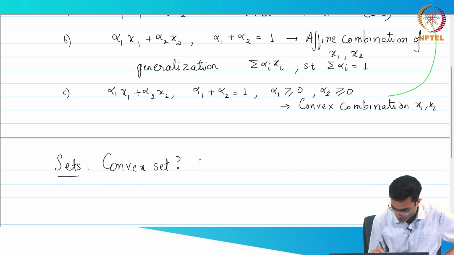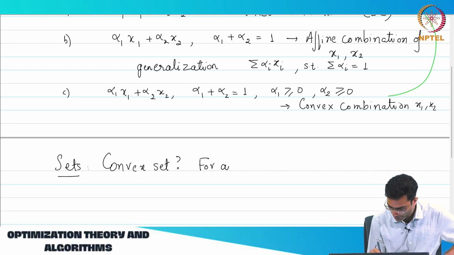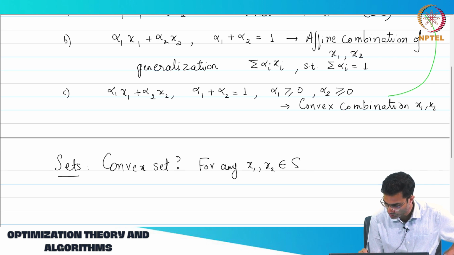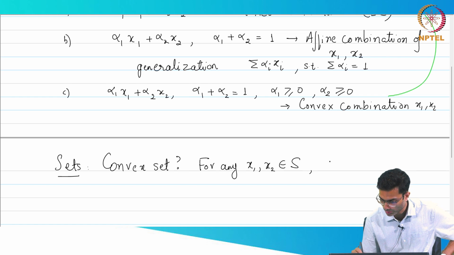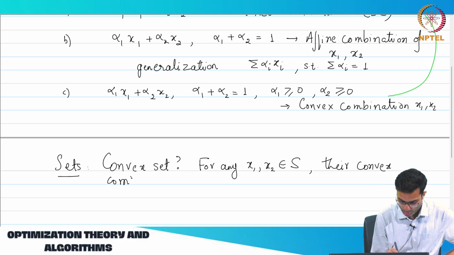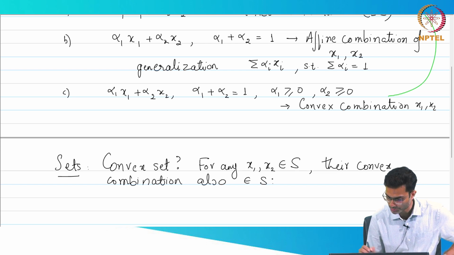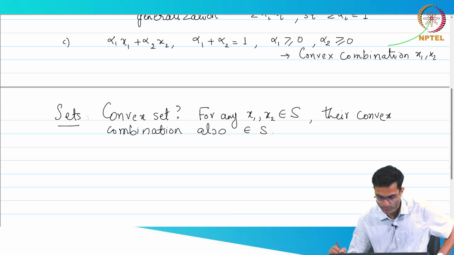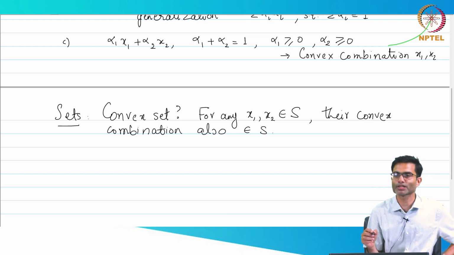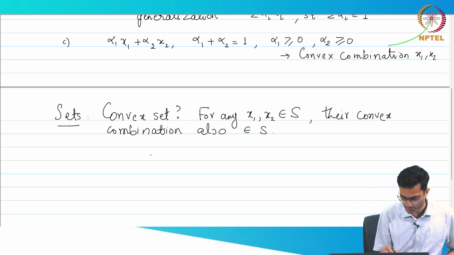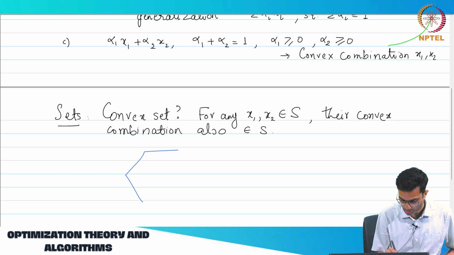So we can say for any x1 and x2 that belong to S, their convex combination also belongs to the same set, okay. This is again very easy to visualize geometrically. So supposing I give you something like this.